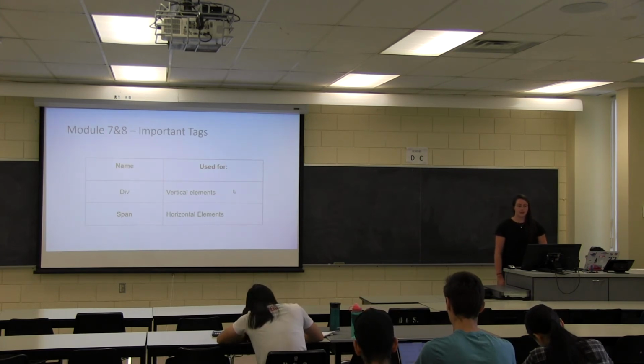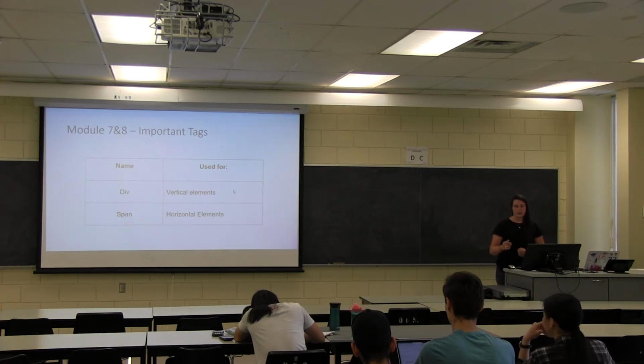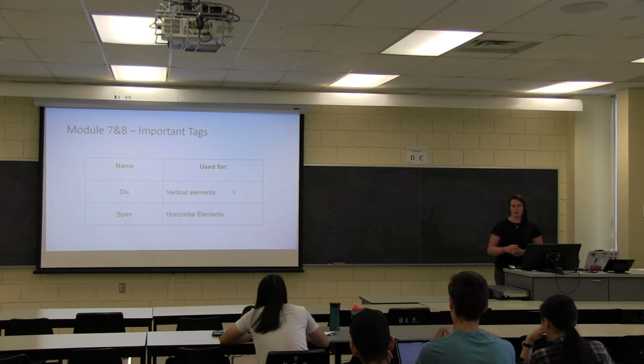So the last important tags are div and span. So for the purposes of this course and this exam, it's just important to know that you would use a div tag to apply to vertical elements of a web page, and you would use a span tag to apply style to horizontal elements of a web page. So if I wanted to apply style to an entire paragraph or half of my web page that would span multiple lines, I would be using a div. If I wanted just one line or maybe even one word or one sentence, it would be best to use a span to apply style.